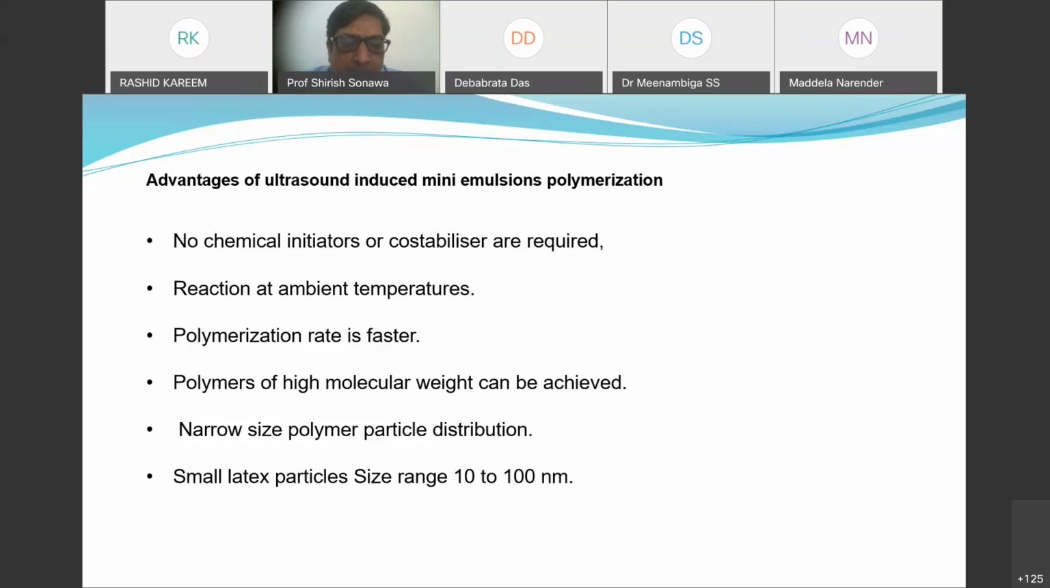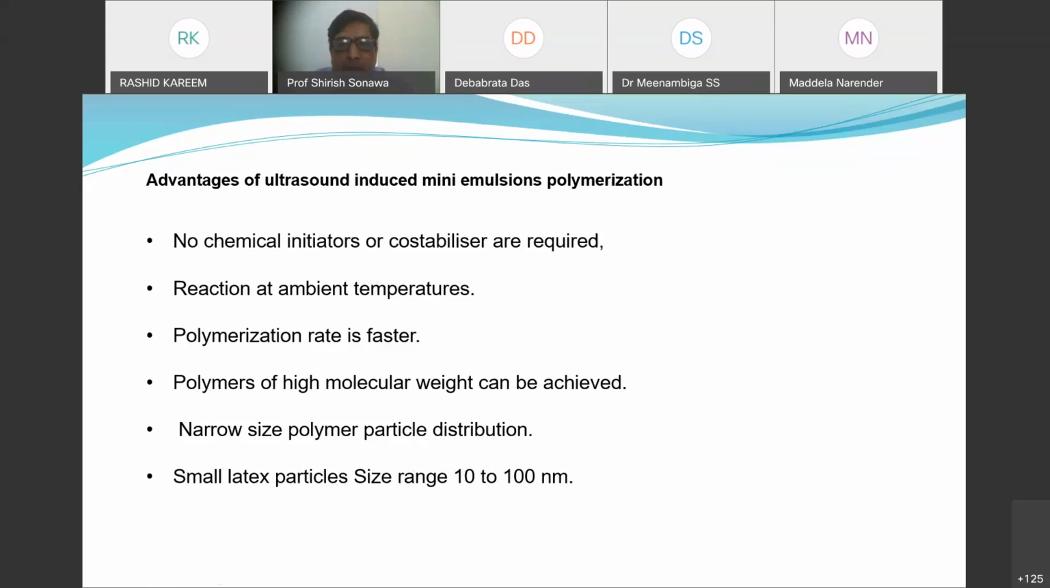While using ultrasound-based emulsion polymerization, we can carry out this reaction at normal temperature. One important advantage is that the latex formed is a unique outcome: we can bring out latex particles in the range of 10 to 100 nanometers. So we get a narrow particle size distribution, and the latex polymer size can be brought below 100 nanometers.